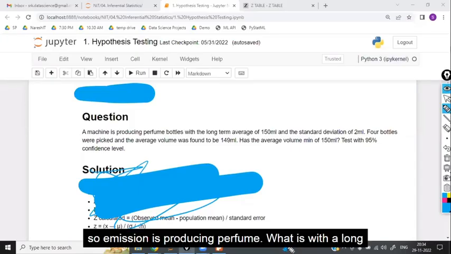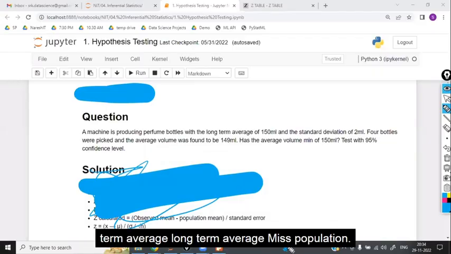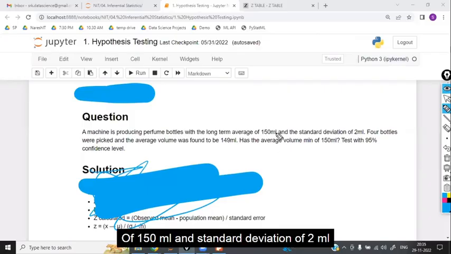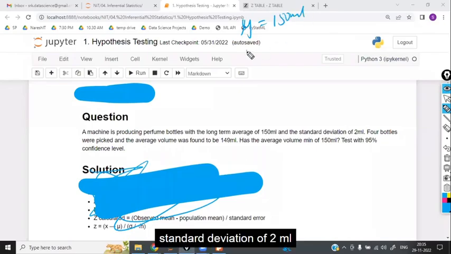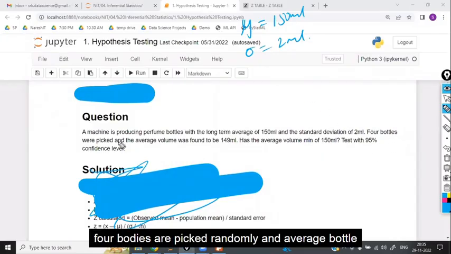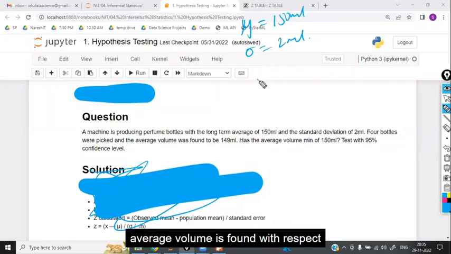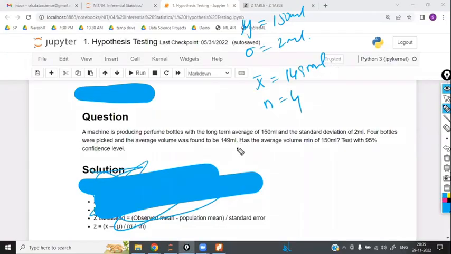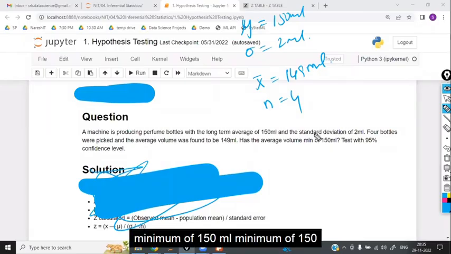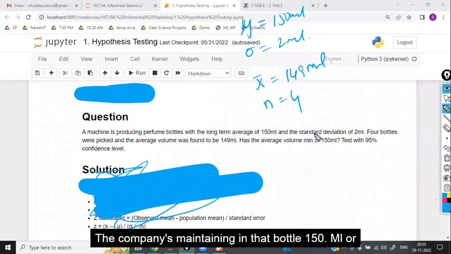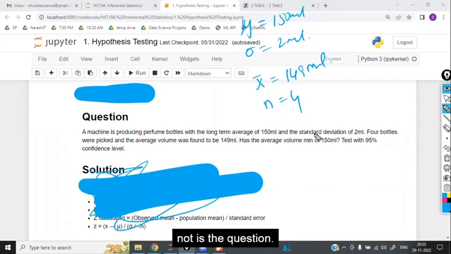So a machine is producing perfume bottles with a long-term average. Long-term average means population mean of 150 ml and standard deviation of 2 ml. 4 bottles are picked randomly and the average volume is found with respect to the average of 4 bottles. N is equal to 4, sample size of 4, sample mean is equal to 149 ml. Has the average volume of minimum of 150 ml? Is the minimum of 150 ml maintained or not? The company is maintaining 150 ml in that bottle or not is the question.